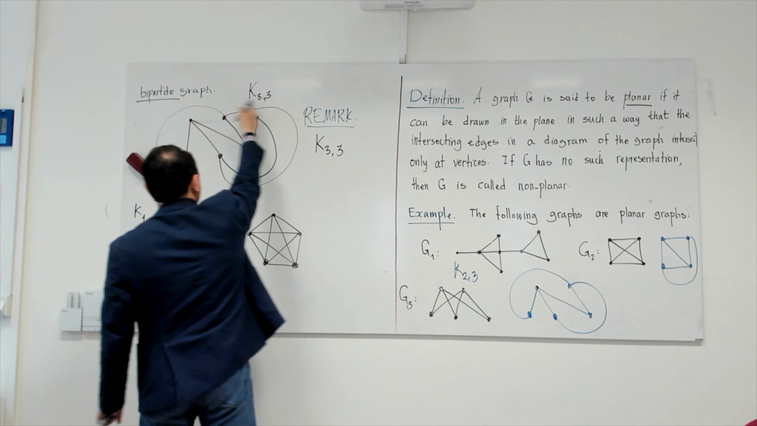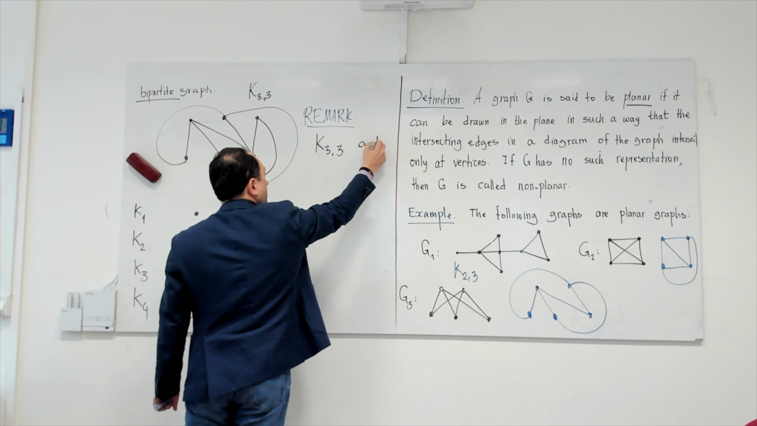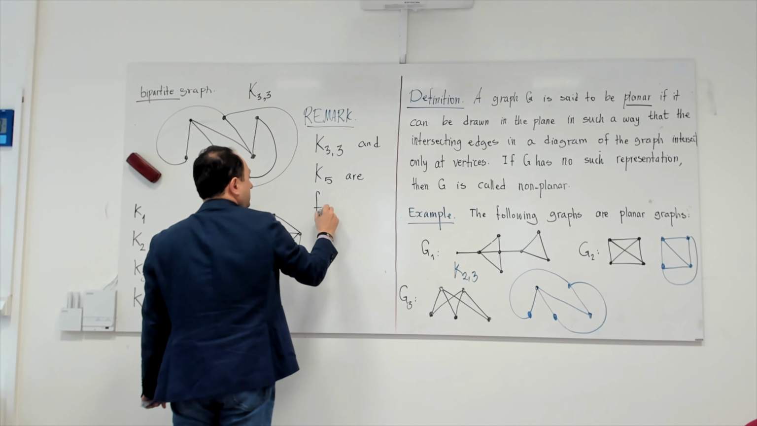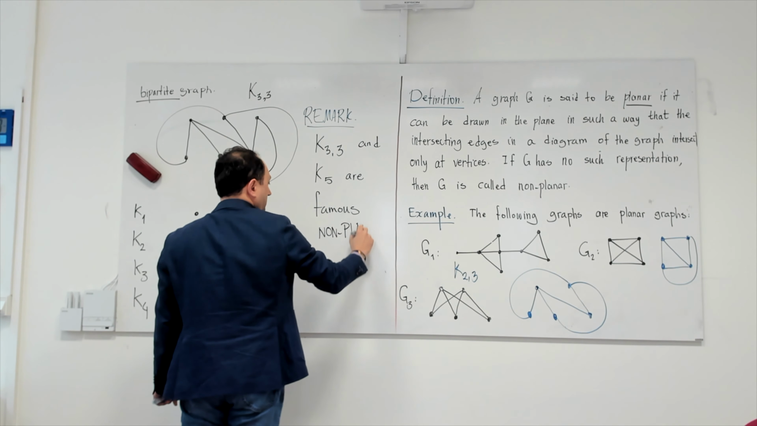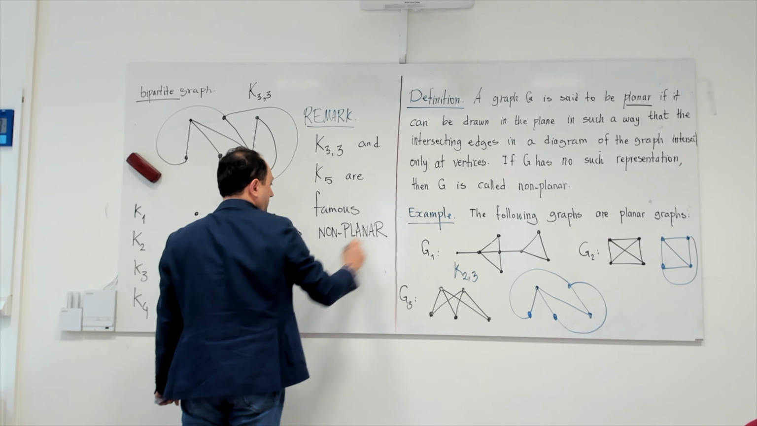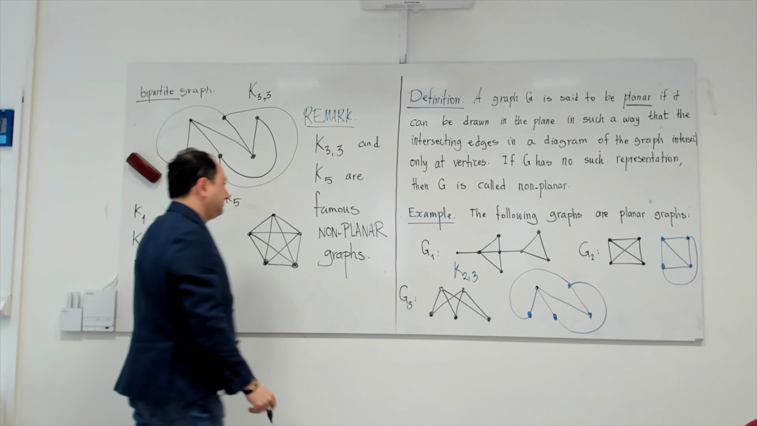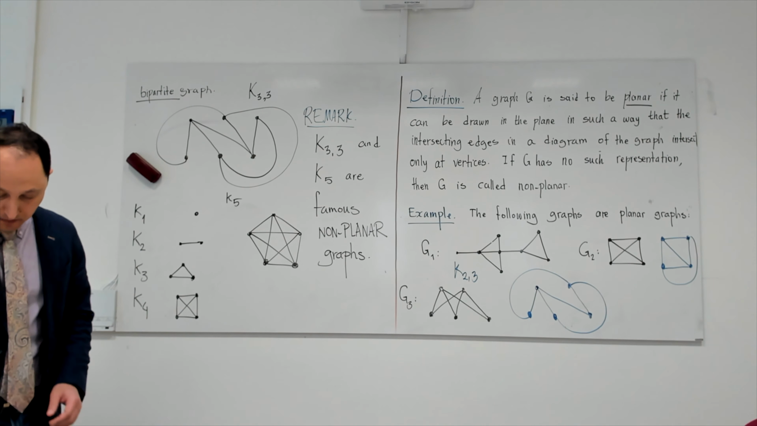K33, what I told you here, and K5 are famous non-planar graphs. Okay, any questions?